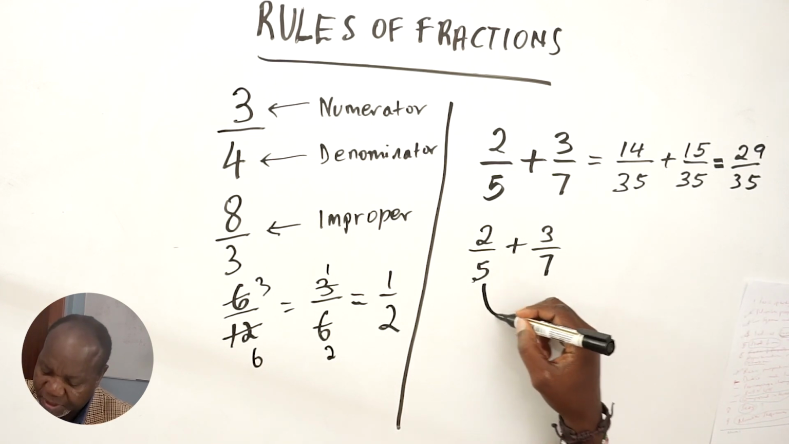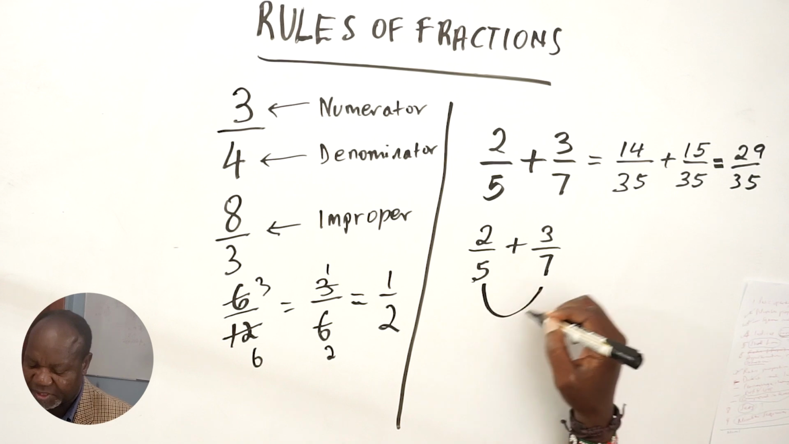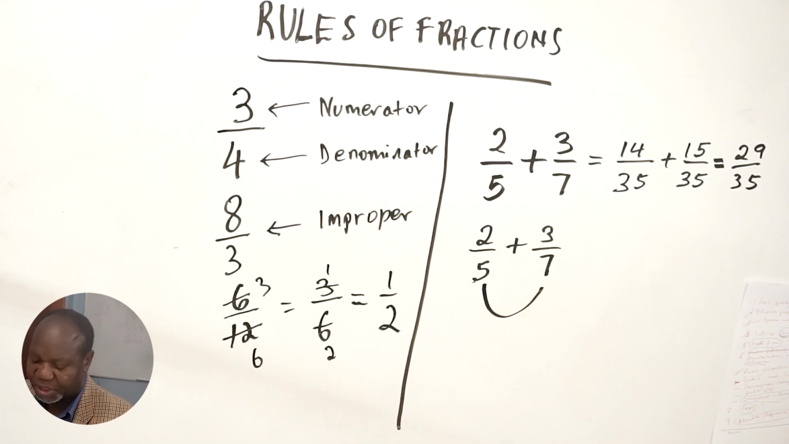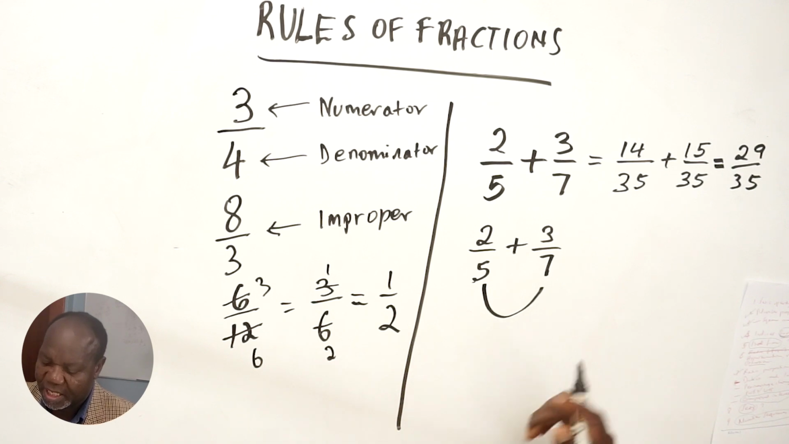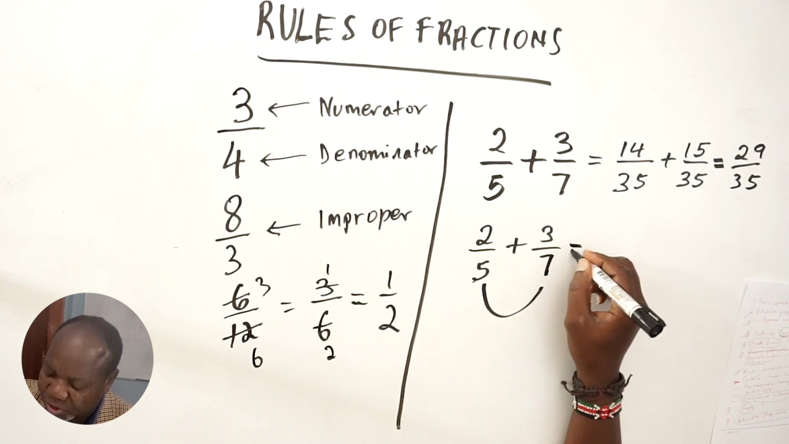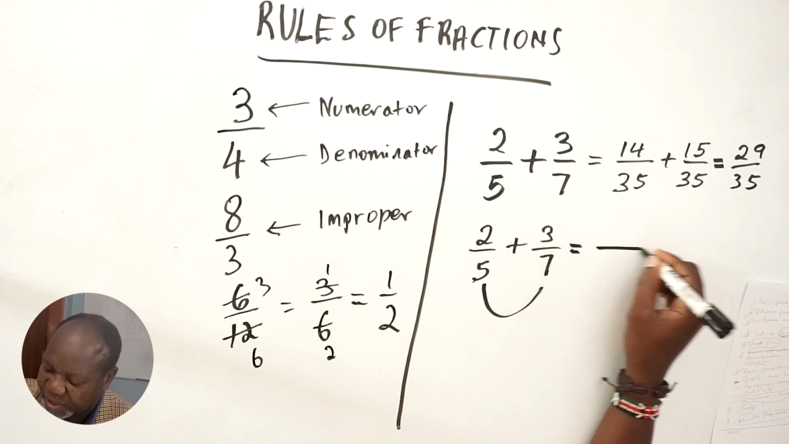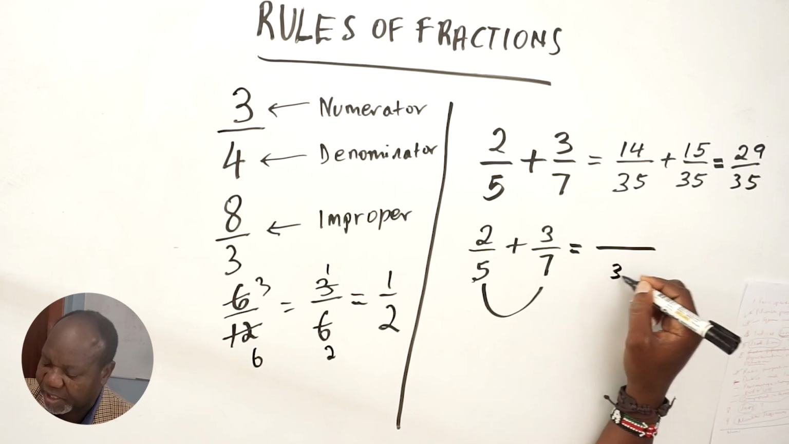You simply multiply the two numbers, as I've indicated with that particular line. That is my kind of smile. And that smile means multiply those two numbers, 5 times 7, which gives 35.